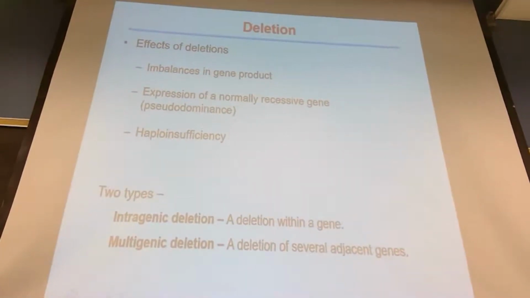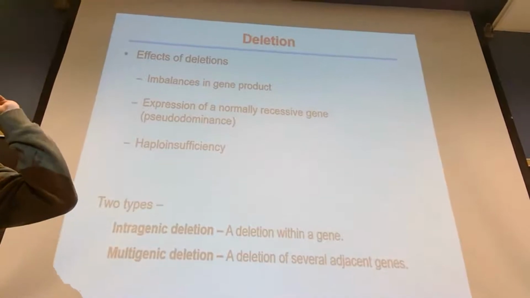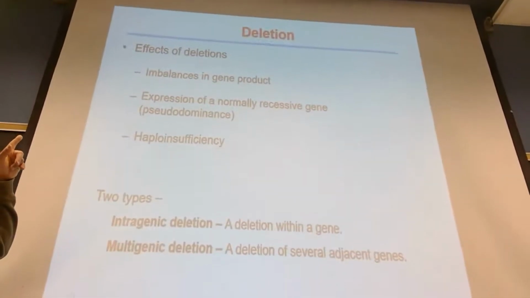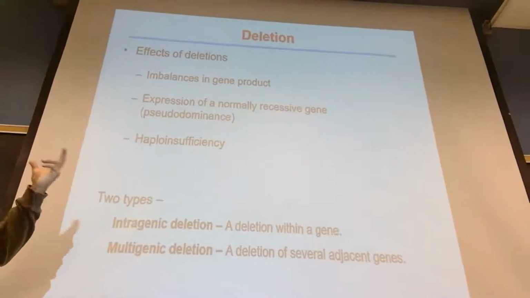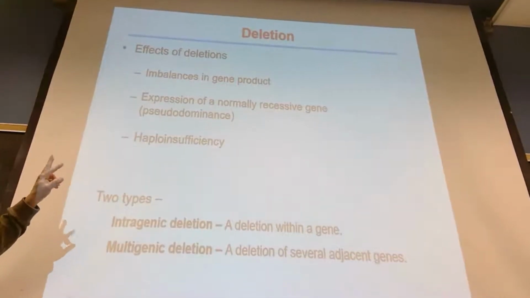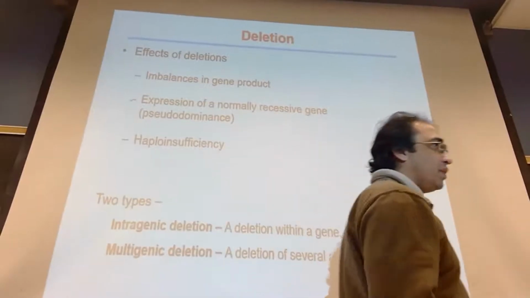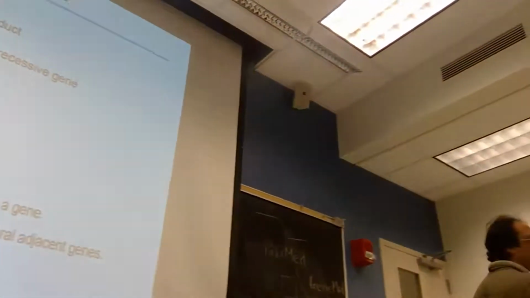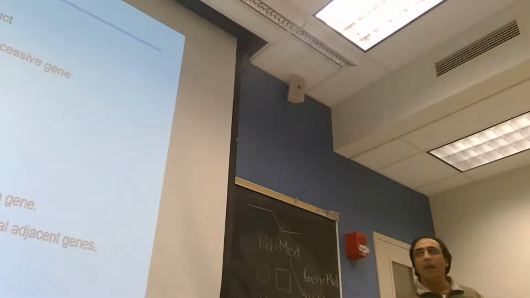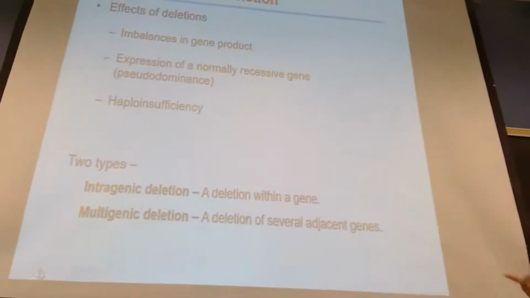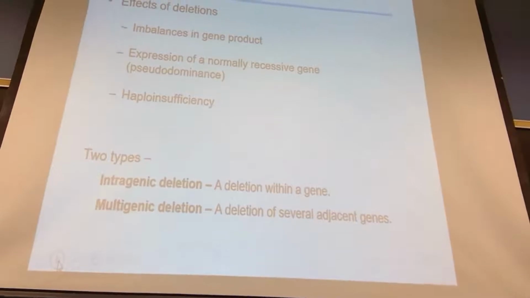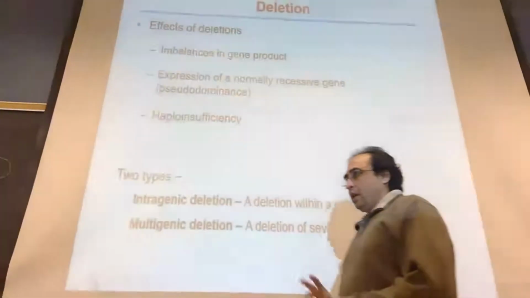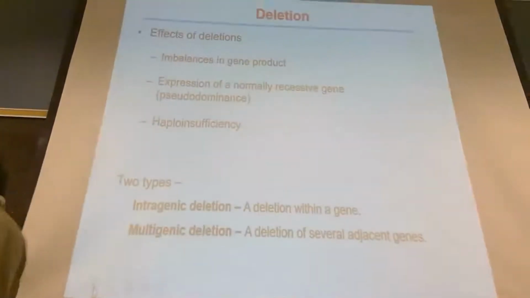So what is the effect? There are a couple of effects here. One is the imbalance in gene product, definitely. If one gene is in half dose and one gene is doubled in the other chromosome, then there should be some kind of imbalance. If a dominant gene is deleted from that chromosome, the recessive genes which should not express will occur. And haplosufficiency. Haplosufficiency means only half dose is working. I'll talk about this with dominance.